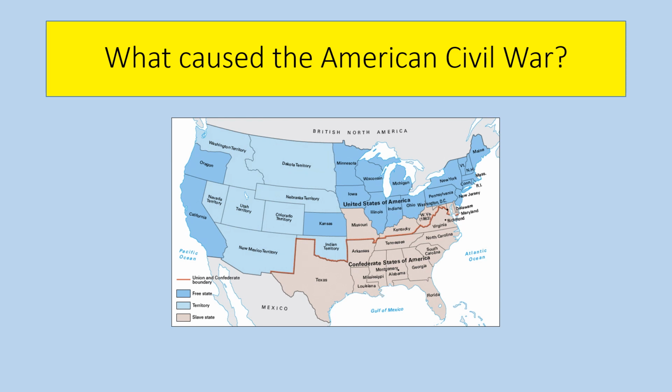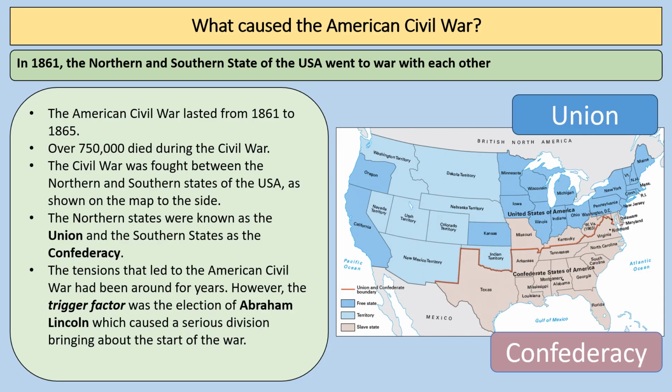Hello and welcome to this video, which is going to go through some key information about what caused the American Civil War. So in 1861, the northern and southern states of the USA went to war with each other. The American Civil War lasted from 1861 to 1865, and about 750,000 people died during the American Civil War.